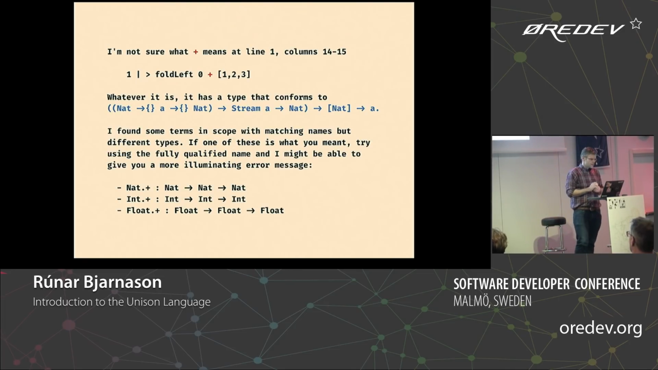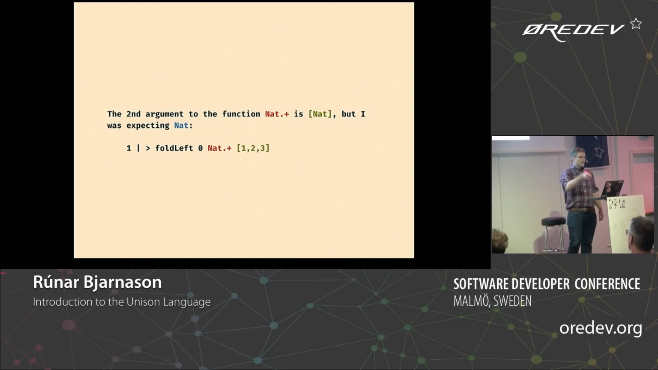And Unison says, not really sure either, but I'm not sure what plus means here at line 1, and it's highlighted here in red. Whatever it is, it has this type. And it says, I found some terms in scope that match that name, but they have different types. If one of these is what you meant, put that in, and I might be able to give you a better error. In the future, I think we'll have better facilities to do this automatically. But for now, it's just try these things and see what you get. So I'll try nat.plus. And then it says, nat.plus needs a nat, but you've given it a list.